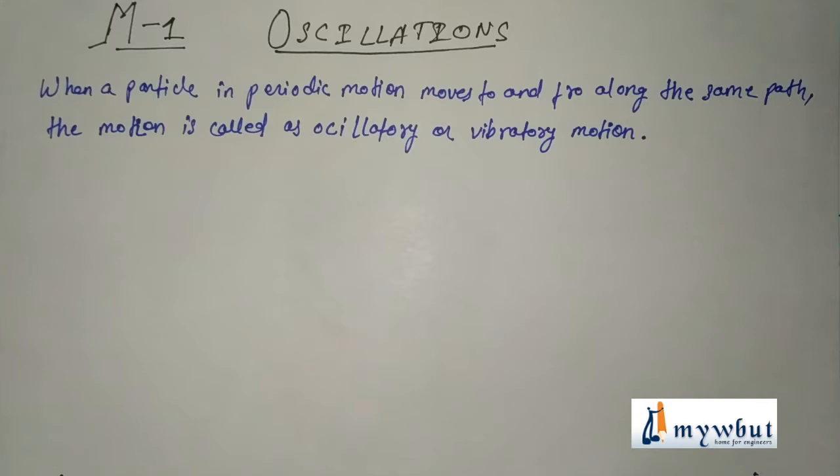So how can we represent that? If a particle moves to and fro in such a way that the acceleration of the particle is always directed towards a fixed point in its path of motion and is proportional to the displacement of the particle from the fixed point at any instant, that motion is called simple harmonic motion. This is the specific definition of SHM.